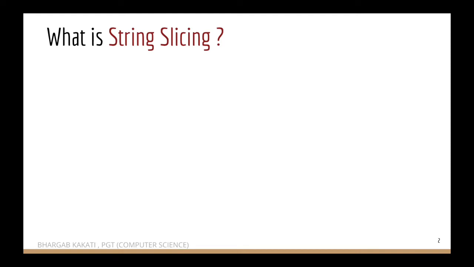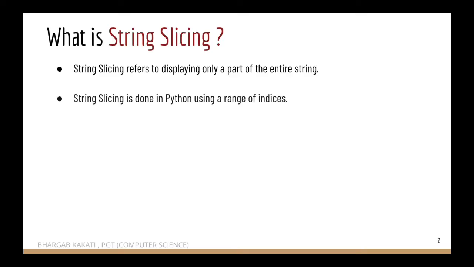So what do we mean by string slicing? String slicing refers to displaying only a part of the entire string. Suppose we have a string called "India" and we don't want to display the entire string but only a part of it, then it is referred to as string slicing. Now how is string slicing done? String slicing is done in Python using a range of indices.